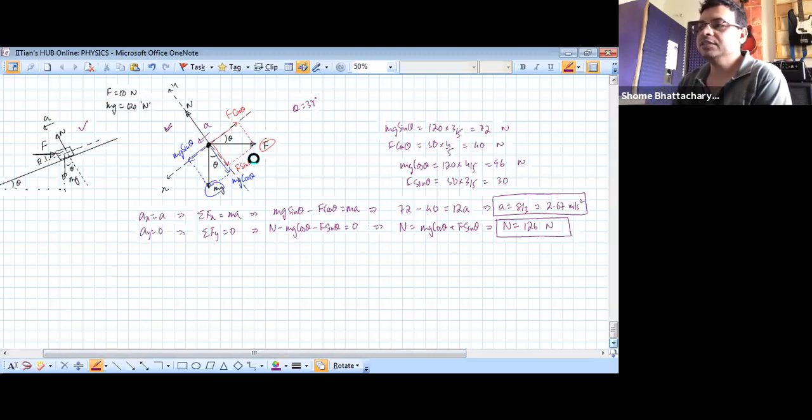Otherwise, this chapter is very easy. In terms of theory, there is nothing. There's just one line: net force is equal to mass into acceleration. But everything is in the implementation of the free body diagram and its application properly.